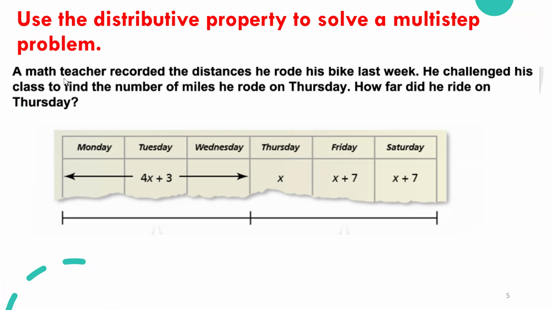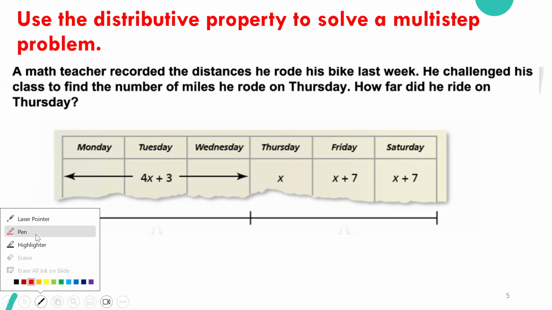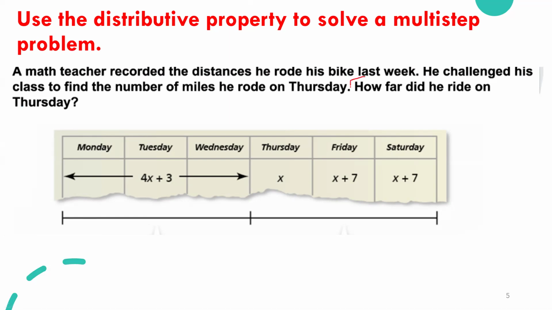So here it says, a math teacher recorded the distances he rode his bike last week. He challenged his class to find the number of miles he rode on Thursday. How far did he ride on Thursday? So in order for you to solve this problem, you need to know what the problem is asking you to find. So as you see here, I always highlight what I am finding. Either I circle it or I underline it. So I want to know how far he rode on Thursday, meaning how many miles did he ride on Thursday?